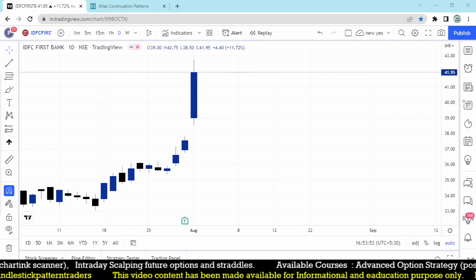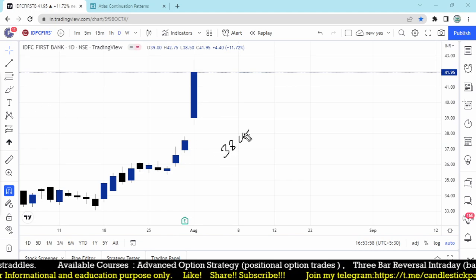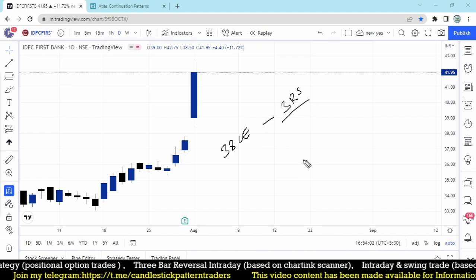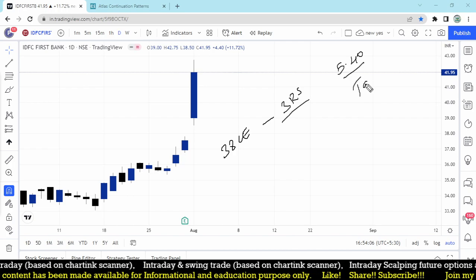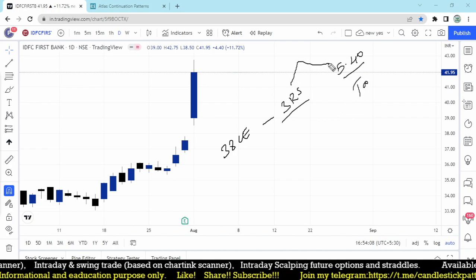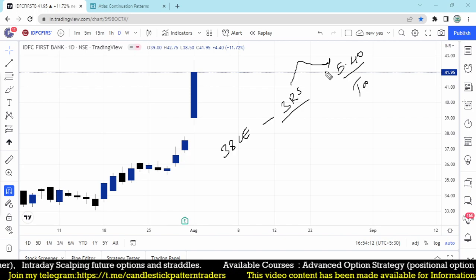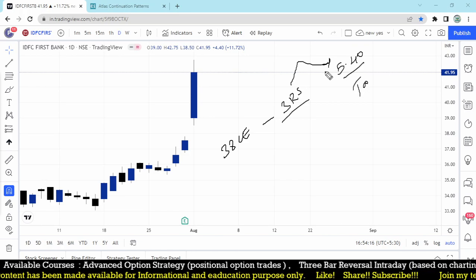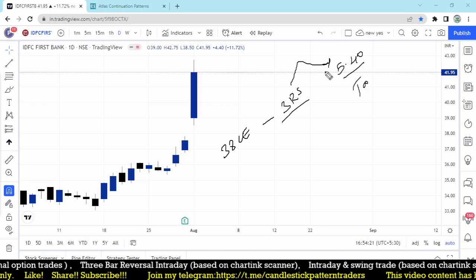I bought this 38 call option at 3 rupees, and it went up to 5.4. You know the target, how we can fix the target for that. So it moved more than our target today itself. It is not an intraday trade, it is a positional trade. You have to hold up to 30 days because we are planning the trade for the next 30 days.